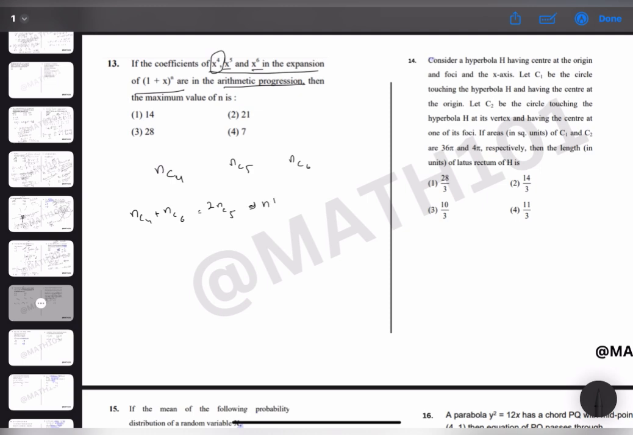That is n factorial upon 4 factorial (n minus 4) factorial, plus n factorial upon 6 factorial (n minus 6) factorial, equals 2 times n factorial upon 5 factorial (n minus 5) factorial. n factorial gets cancelled, (n minus 6) factorial gets cancelled, and 4 factorial also gets cancelled, so we are left with 1 upon (n minus 4)(n minus 5) plus 1 upon 6 into 5 equals 2 upon 5(n minus 5).